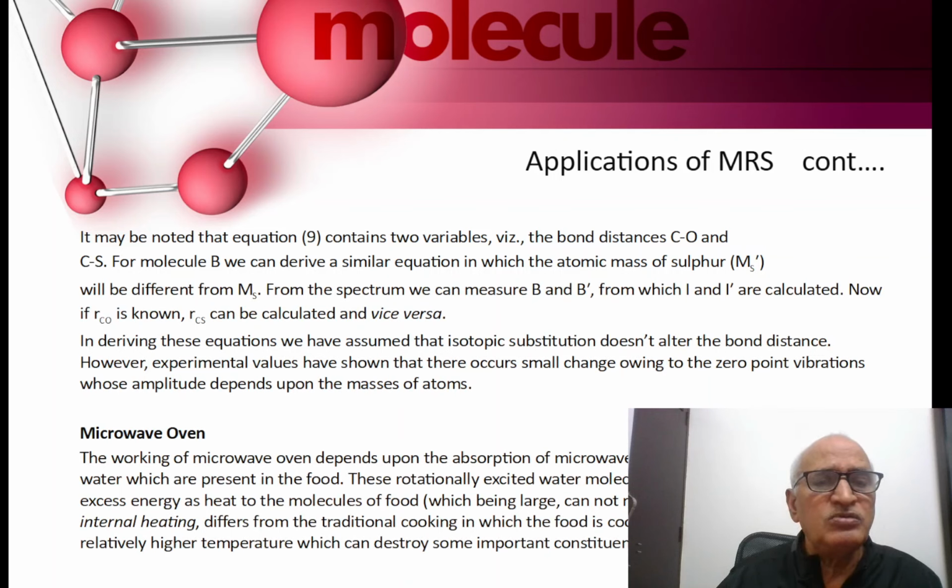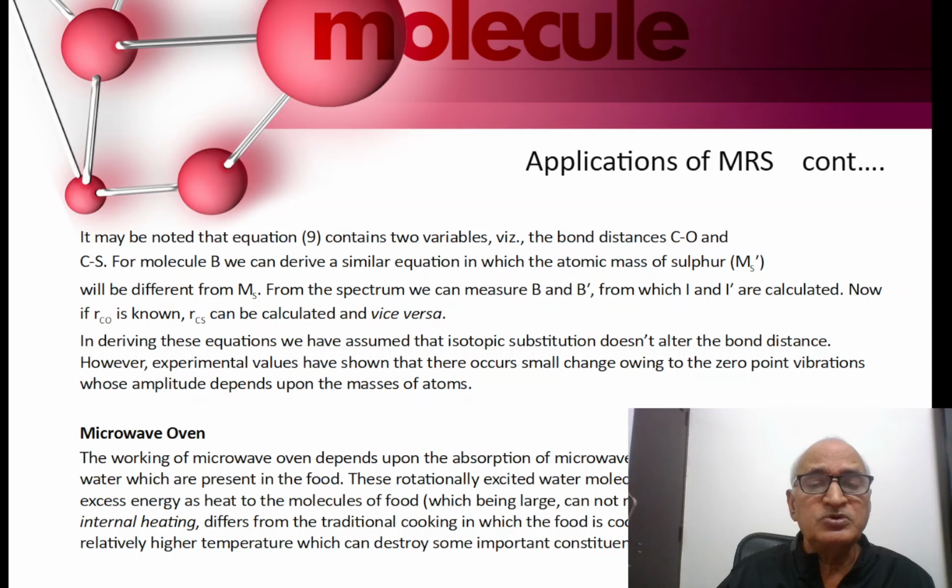Another point, microwave oven. You all have heard the name microwave oven these days being used as a kitchen appliance. How does it work and why is it preferred? The reason is very, very simple. The working of microwave oven depends upon the absorption of microwave radiation by the molecules of water which are present in the food. These rotationally excited water molecules in the food transfer their excess energy as heat to the molecule of food, which being large cannot rotate.